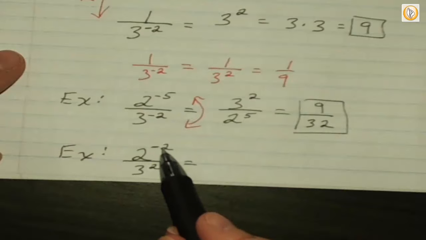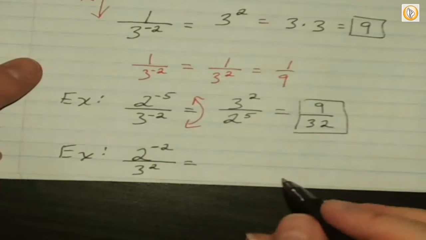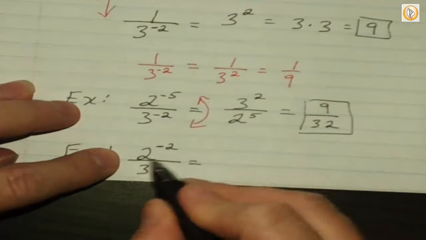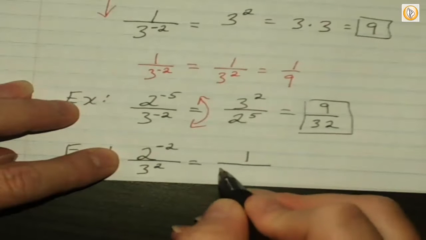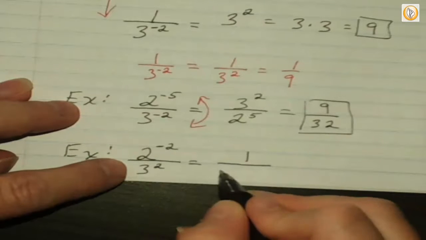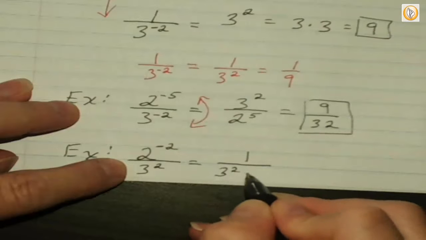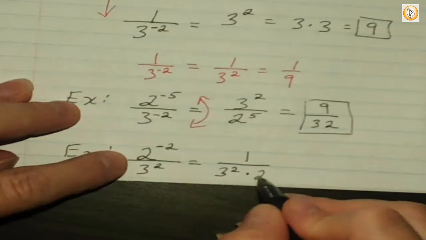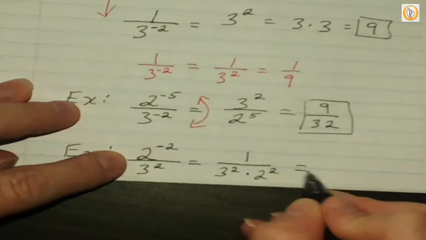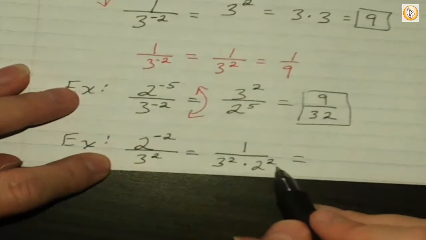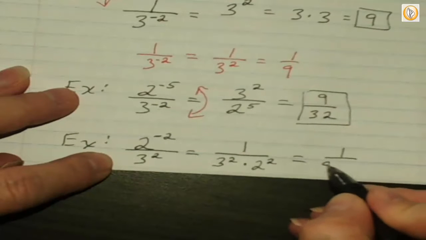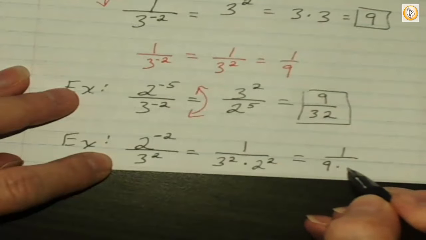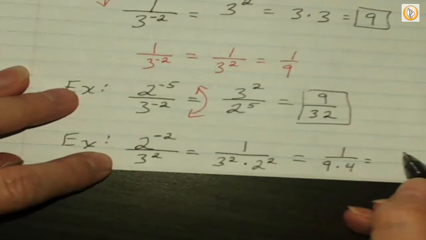What about this one, Tanner? Just bottom. Okay, so look at how it looks. Is there going to be anything left on top? No. I'm going to have a 1 over 3 squared times 2 squared, because I had to move this to the bottom to make it positive. So that's 1 over 9 times what? 4. And what's 9 times 4? 36.